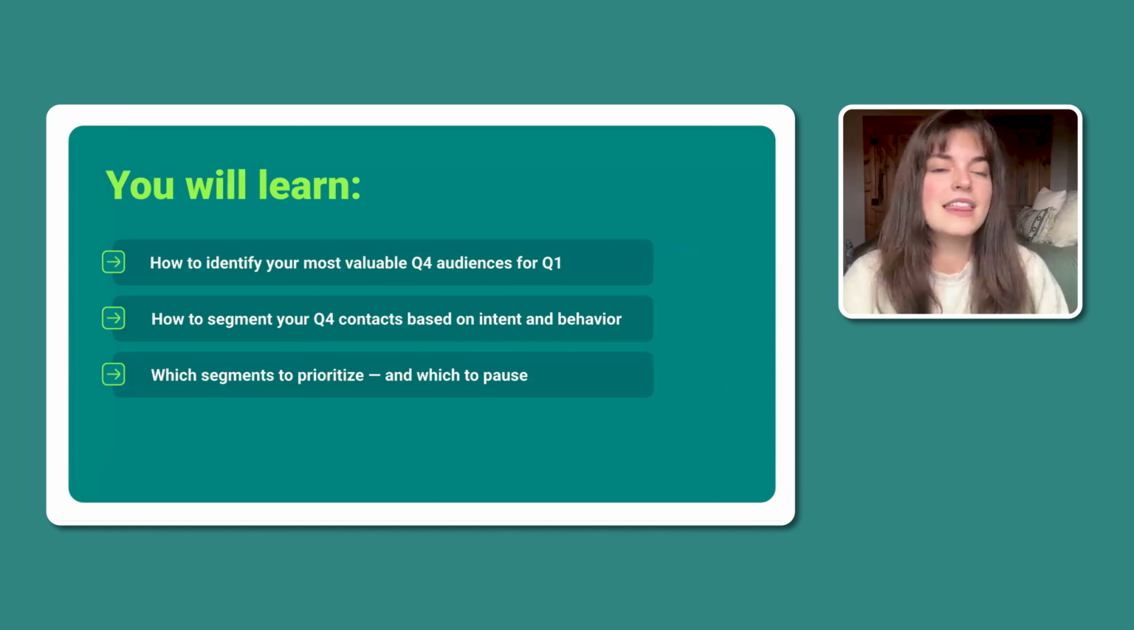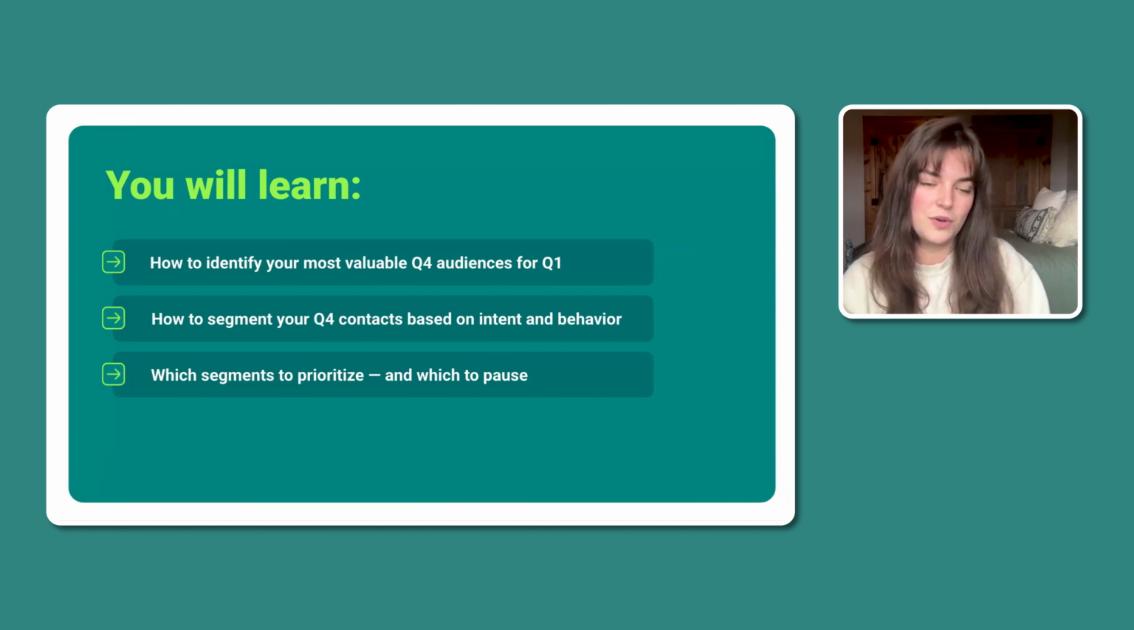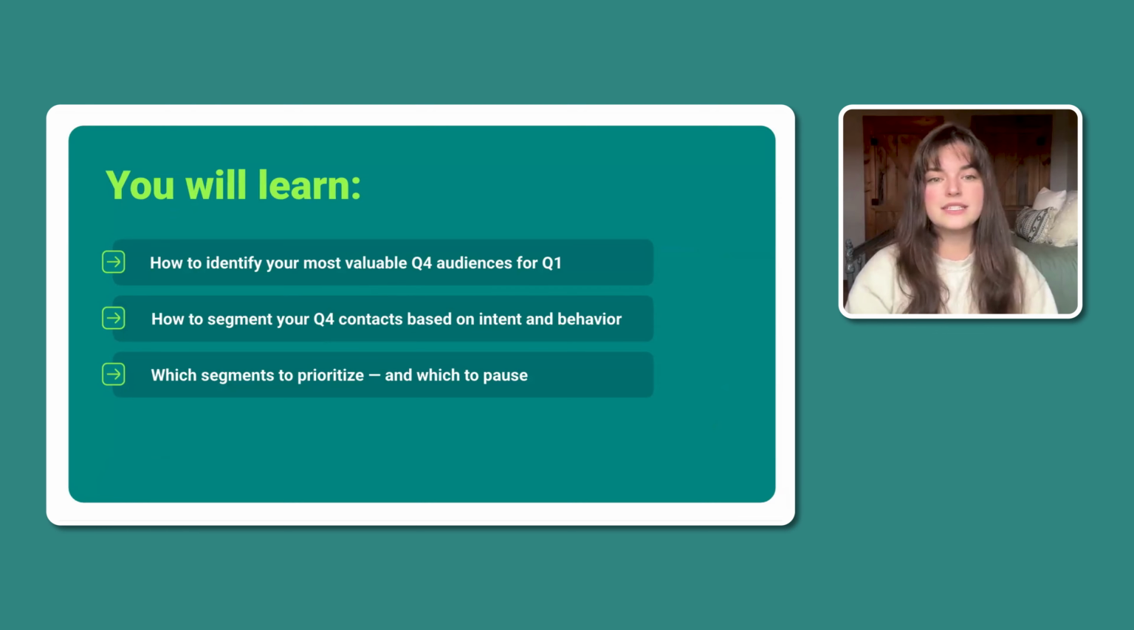All right. Things that you're going to learn today. We're going to show you how to identify your most valuable audiences from Q4, so that way you can utilize them now in Q1. We're also going to talk about how to segment your Q4 contacts based on their intent and behavior. And then obviously we're going to show you which segments you should be prioritizing and maybe which ones you should be pausing on right now.